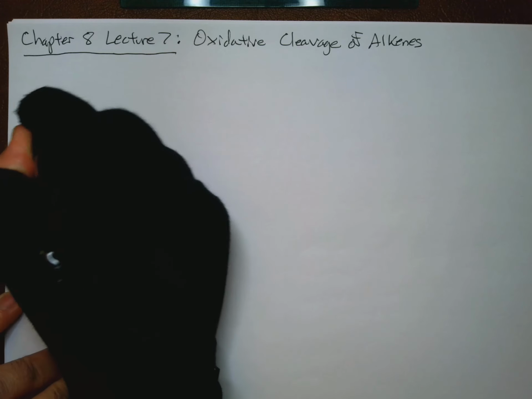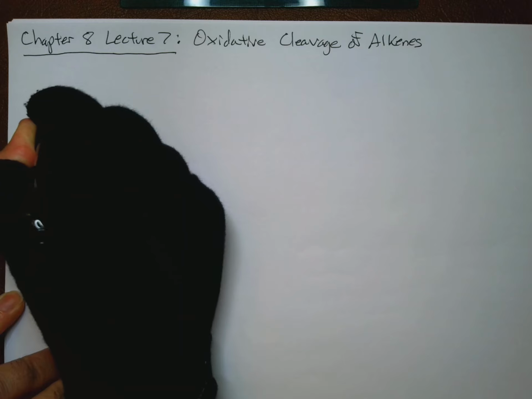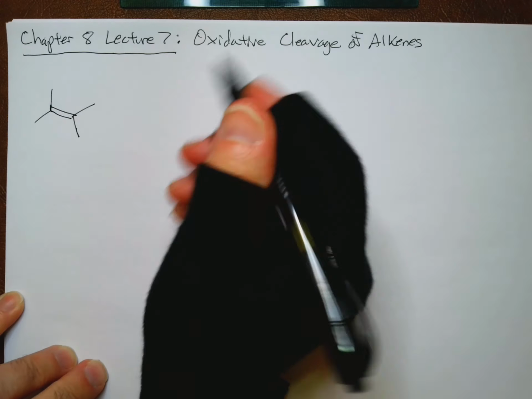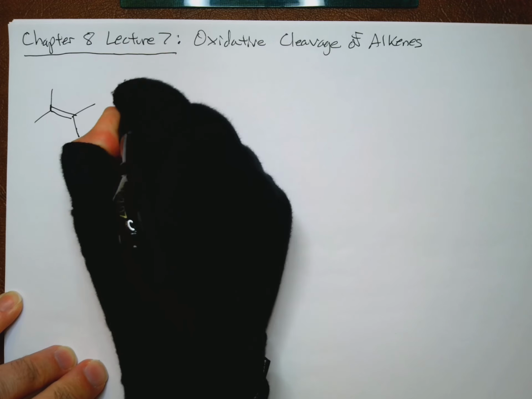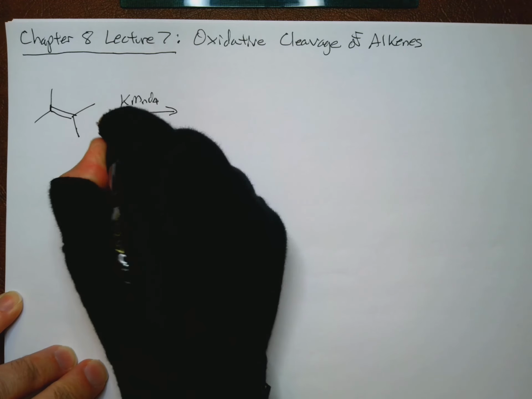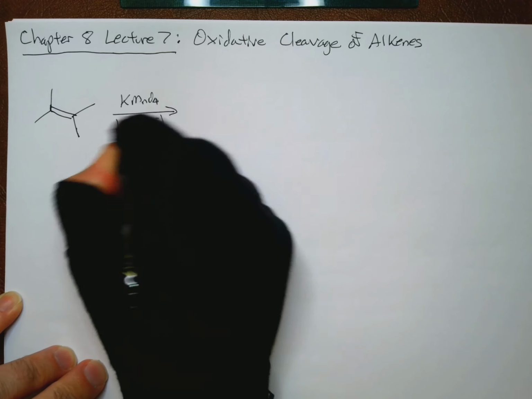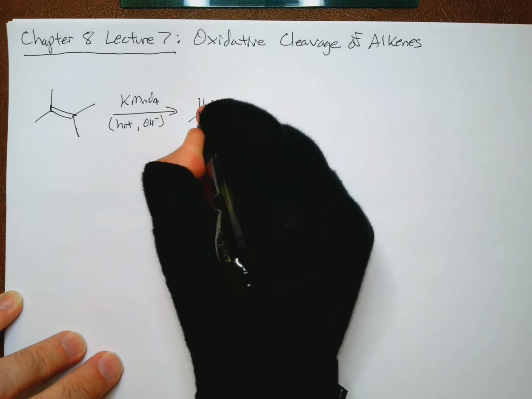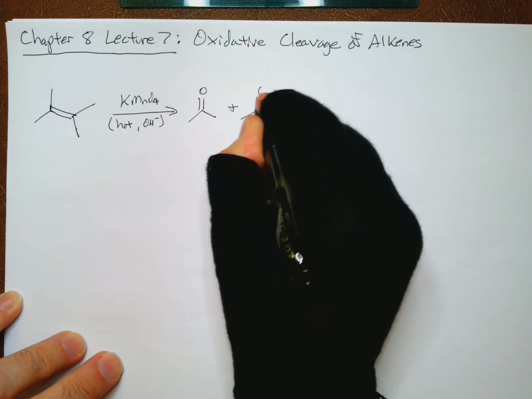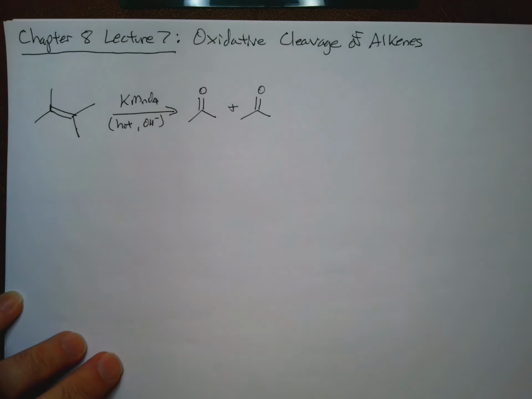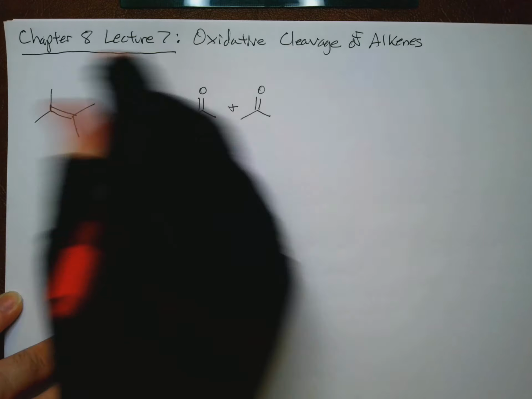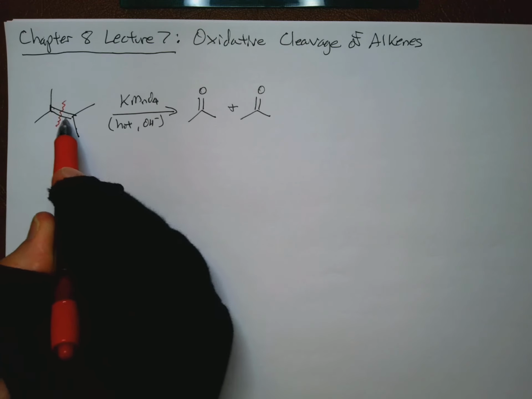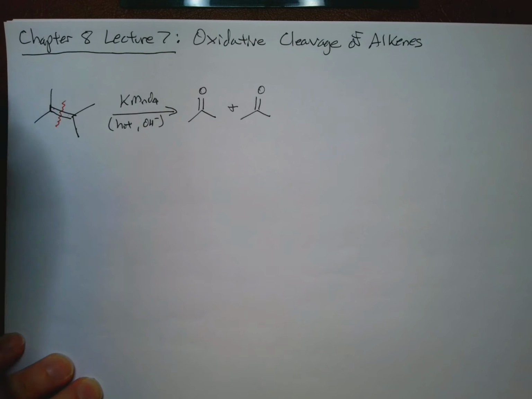But what if we took something like this and treated it with KMnO4, hot and OH minus, so hot basic KMnO4. What we'll end up getting is two molecules of acetone in this case. What's happening is we form that same cyclic permanganate intermediate, but it keeps on reacting, and we get cleavage of that double bond there.